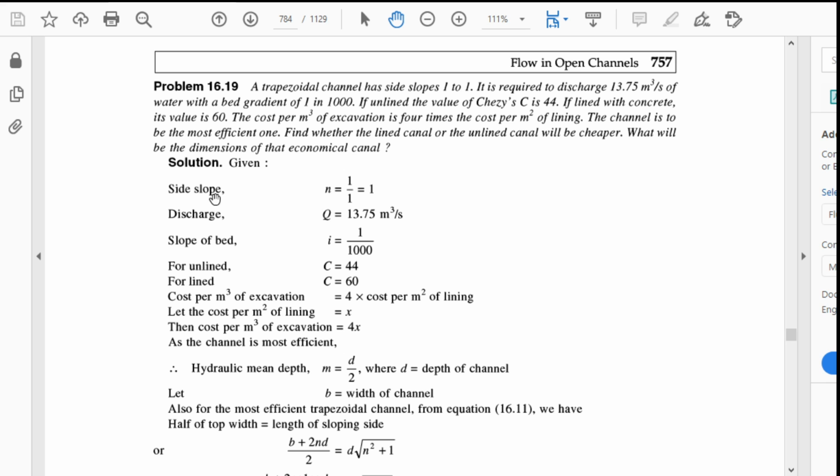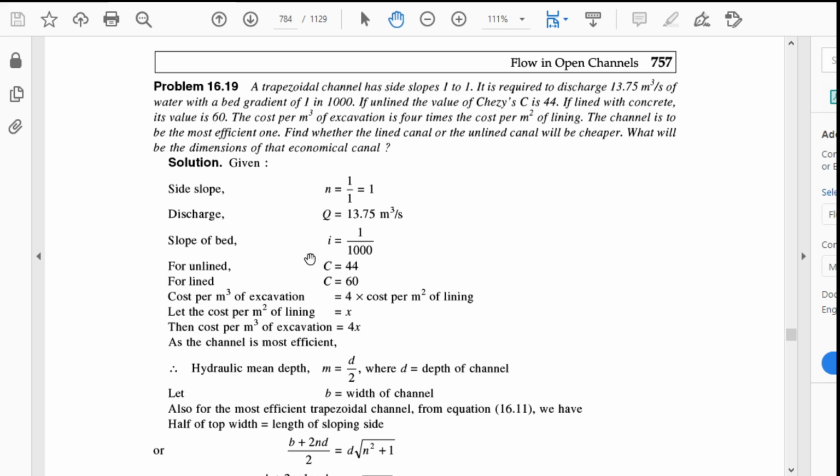Now first they have given side slope n is 1 to 1. Discharge they have given as 13.75 meter cube per second. And bed gradient is also given, that is bed slope is also given as 1 in 1000, that is I equals 1 in 1000.